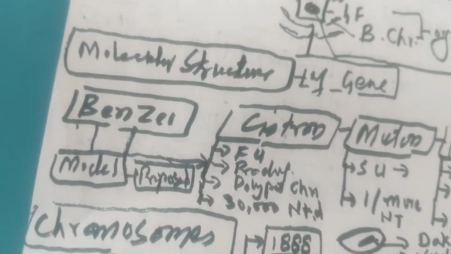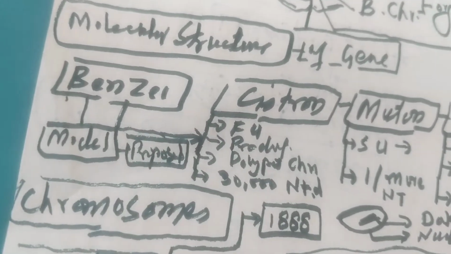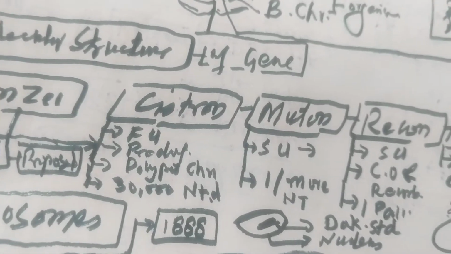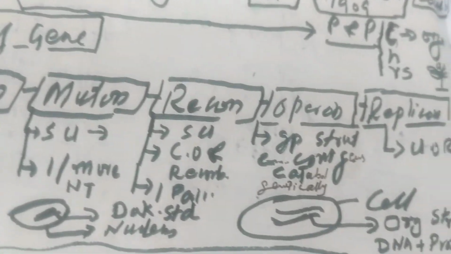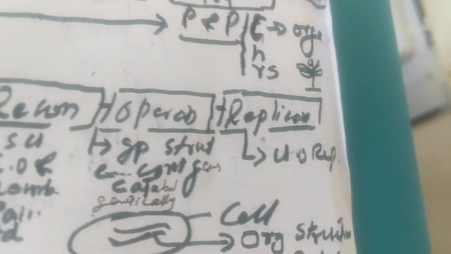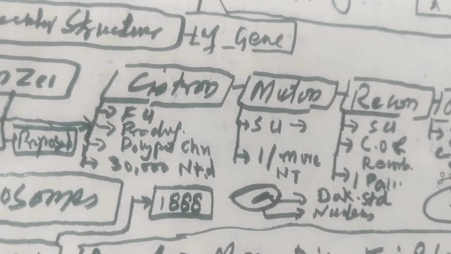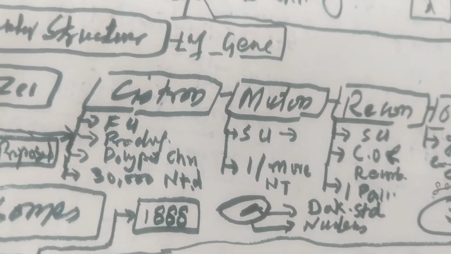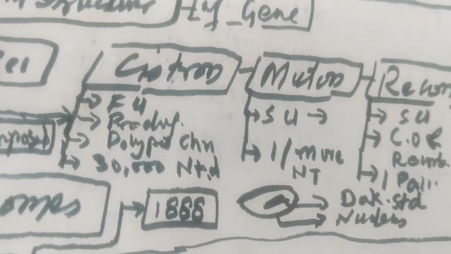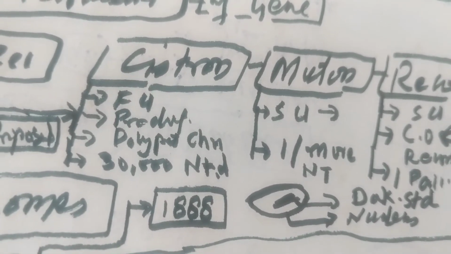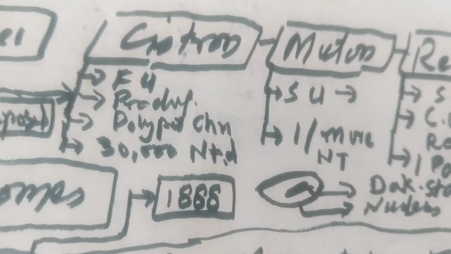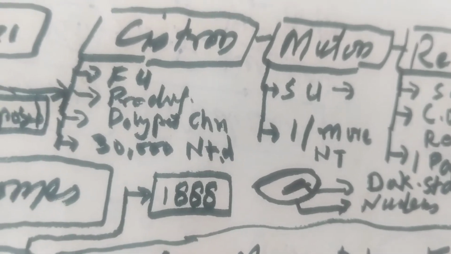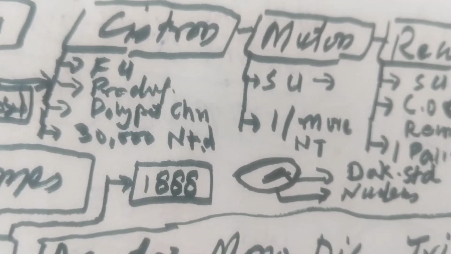Now let us discuss its molecular structure. The model of the gene proposed by Benzer is as follows: a gene consists of cistron, muton, recon, operon and replicon. The cistron is the part of the gene which is the functional unit. It is converted into a product. It also forms a polypeptide chain and consists of about 30,000 nucleotides.